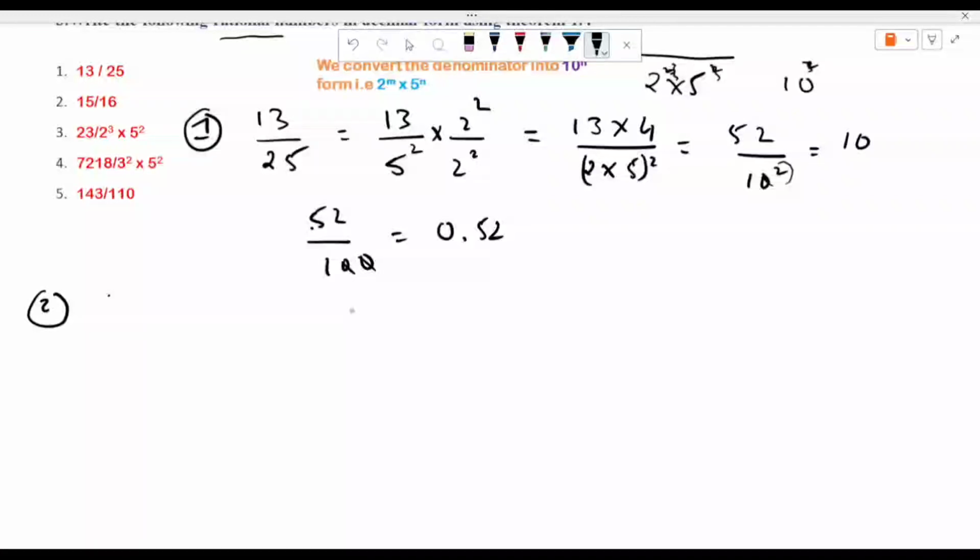Now in the second question given here is 15 divided by 16. Now let's do the prime factorization for the denominator. How will we get it?